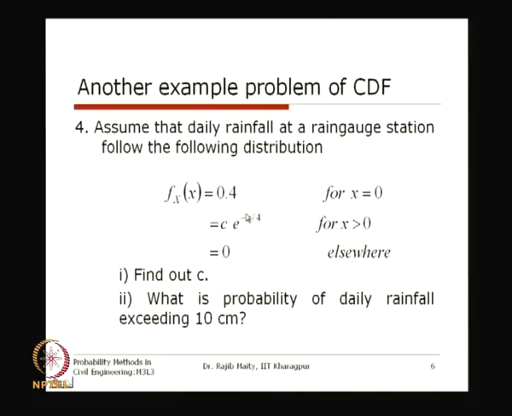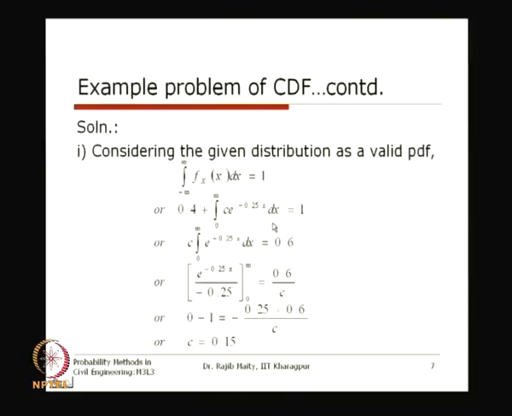So first, we have to find out C. C is a constant here. To find the proper value of C, the total area under this curve should be equal to 1. That is the condition we have to satisfy. From the second axiom of probability, we know that the total integration of the PDF from minus infinity to plus infinity should be equal to 1.